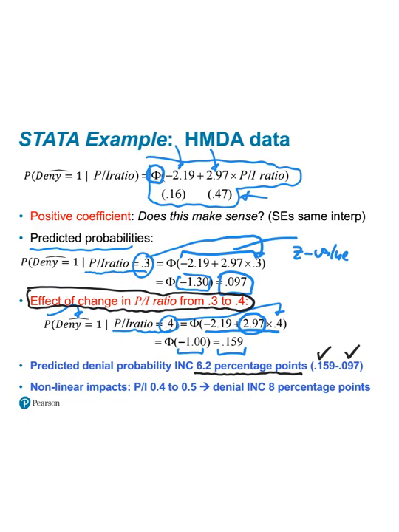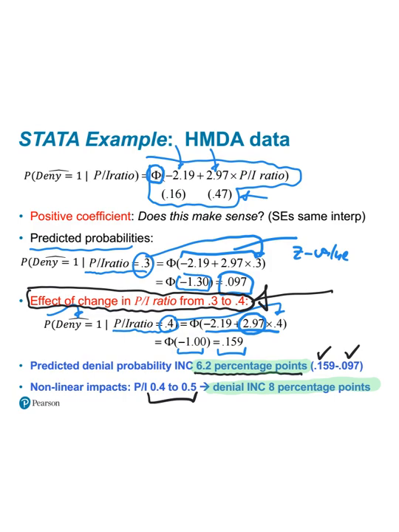Right, so I did another problem outside of this lecture, and I instead didn't go between 0.3 and 0.4, like I did right here, but I instead went between 0.4 and 0.5. Right, so whereas before, going from 0.3 to 0.4 increased the likelihood of being denied by 6.2 percentage points, going from 0.4 to 0.5 increased denial by 8 percentage points.